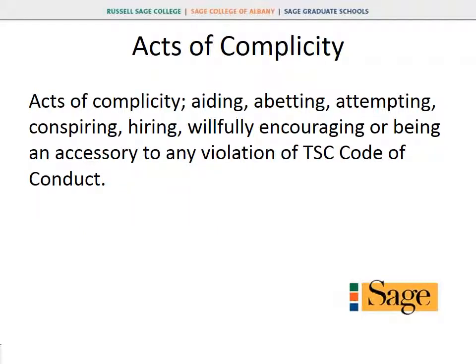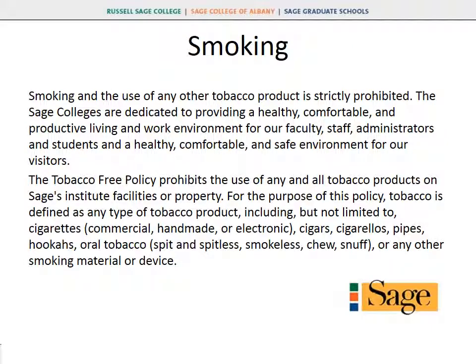Acts of complicity. Acts of complicity, aiding, abetting, attempting, conspiring, hiring, willfully encouraging, or being an accessory to any violation of the Sage College's Code of Conduct. Smoking. Smoking and the use of any other tobacco product is strictly prohibited. The Sage Colleges are dedicated to providing a healthy, comfortable, and productive living and work environment for our faculty, staff, administrators, and students, and a healthy, comfortable, and safe environment for our visitors. The tobacco-free policy prohibits the use of any and all tobacco products on Sage's Institute facilities or property.